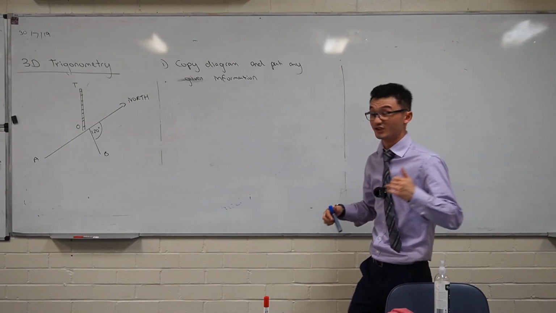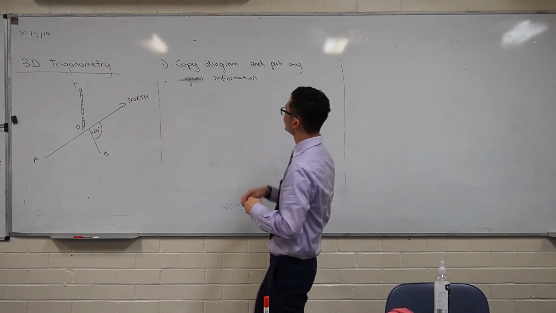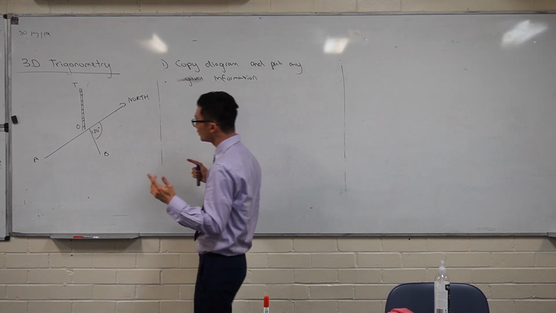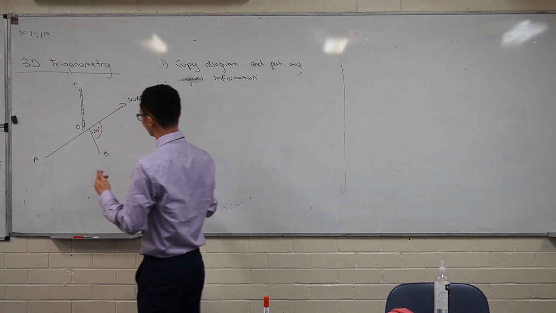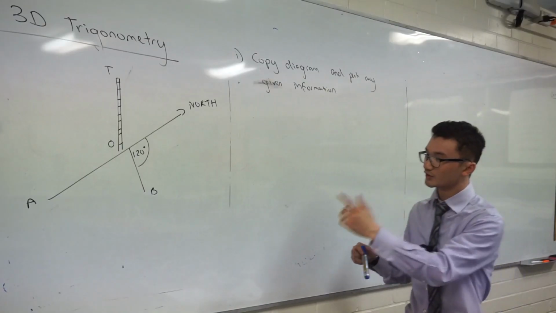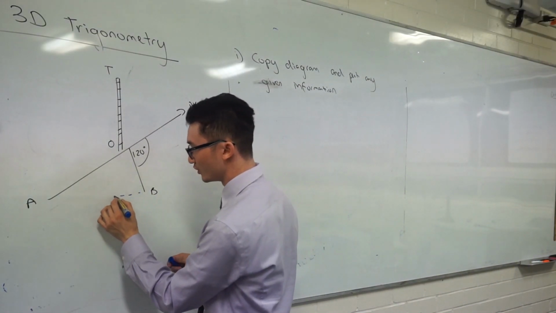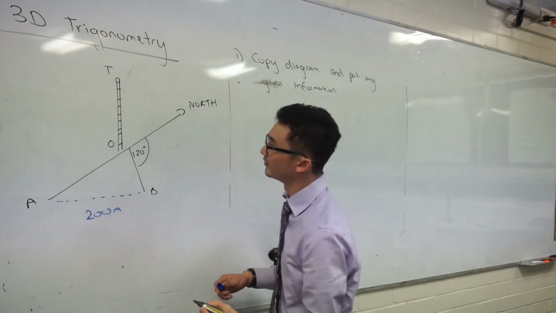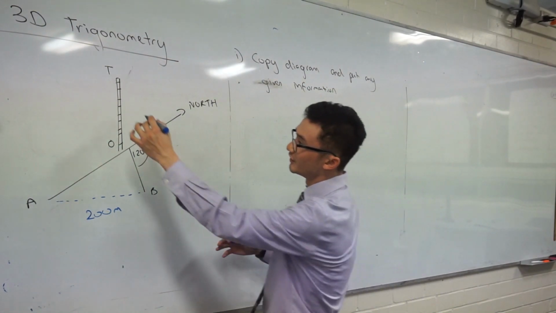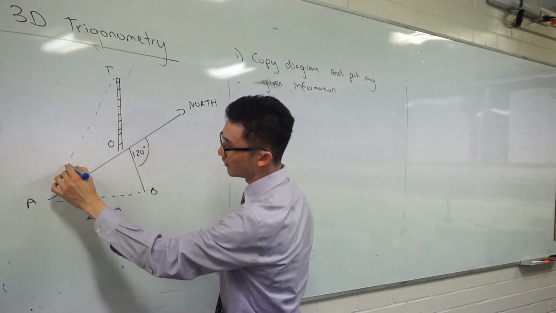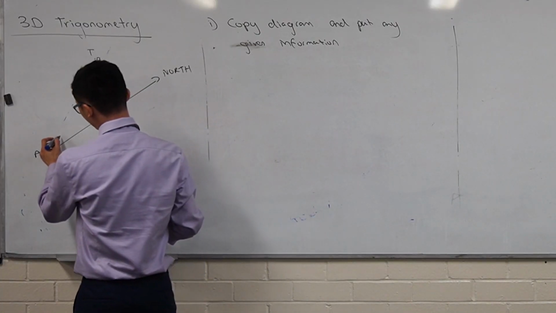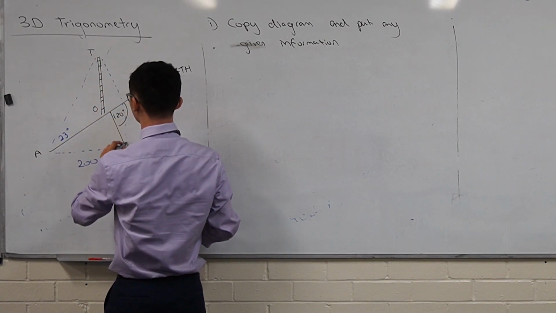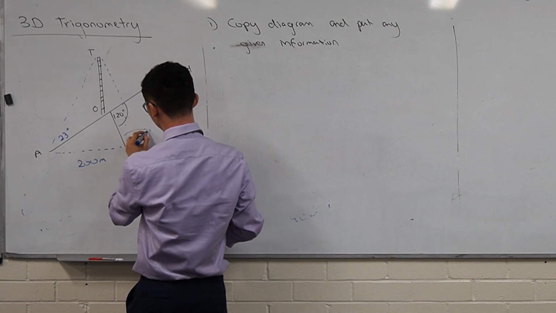All right, so let's actually look at the calculations of this problem. So part one says we're going to copy the diagram and put any given information. And we've actually got the diagram here already drawn, but what other extra information do we have? If you look at the question, we're told that AB is 200 meters. That's actually not marked on the diagram, so I'm going to mark that in. The other thing that we know is some angles of elevation. The angle of elevation from A to the tower is 23 degrees. And the angle of elevation from B to the tower is 32 degrees.